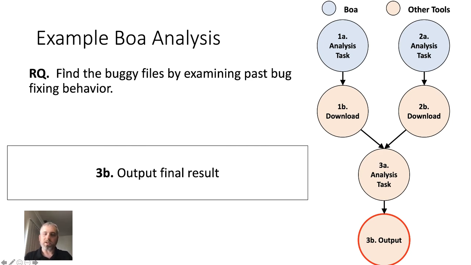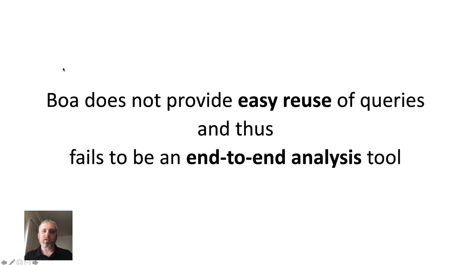The other thing to note is that the output from task 1A generates an average across all the projects. We need to use that average in task 3A to filter out the projects where their specific fixing revision count is below that average, because we're only maybe interested in things that are within some point of that average. So this actually points out that Boa does not provide easy reuse of other queries, especially other people's queries, and thus because of that it actually fails to be an end-to-end analysis tool.